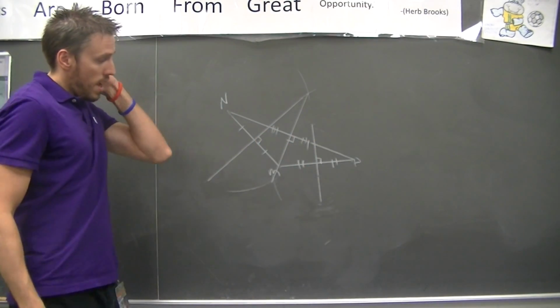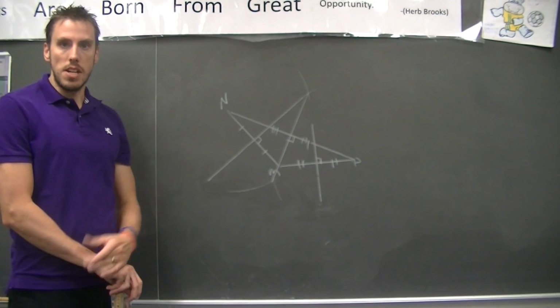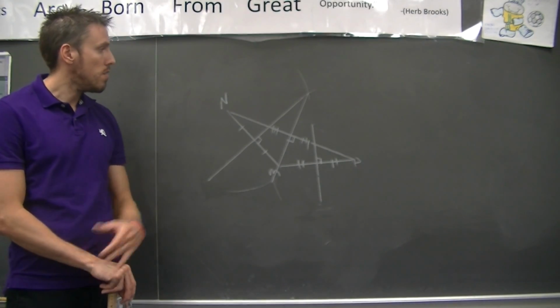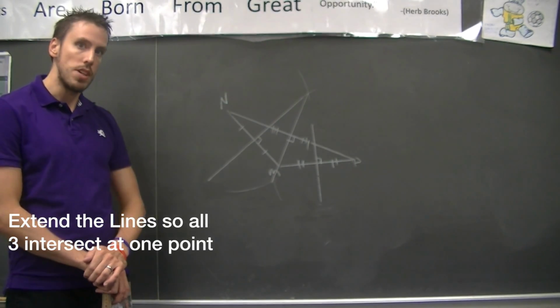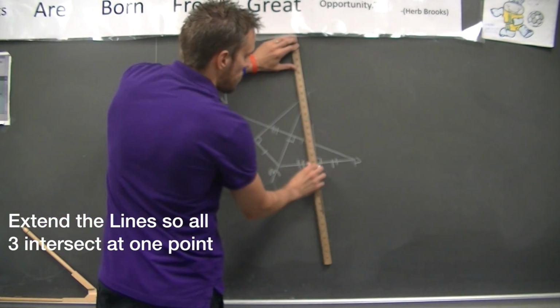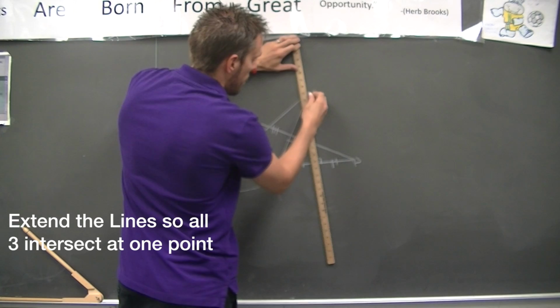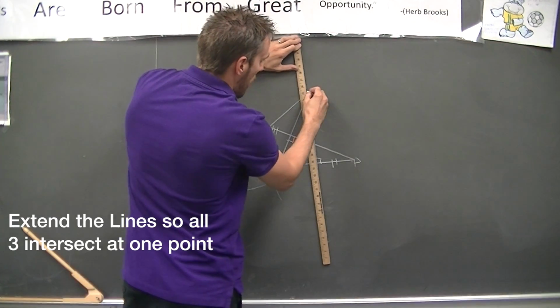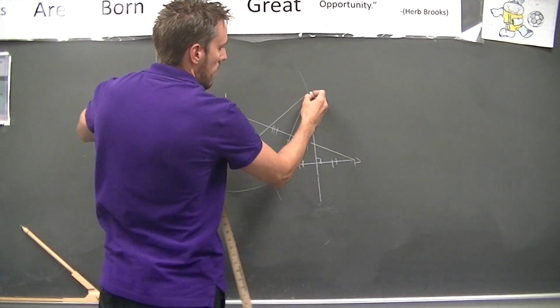Now, for the circumcenter, since this is an obtuse triangle, the circumcenter is going to occur outside of the triangle. So you need to make sure that you extend the lines so that they intersect at one point. So this is my circumcenter, and I'll label it X.